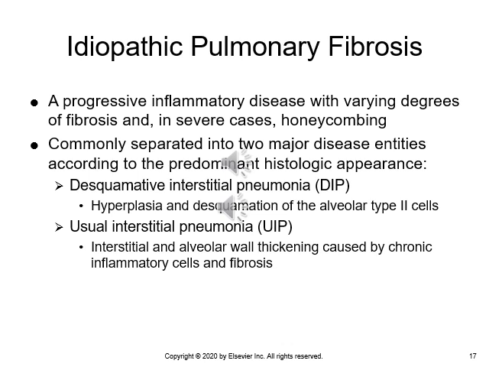In usual interstitial pneumonia, the most prominent features are interstitial and alveolar wall thickening caused by chronic inflammatory cells and fibrosing. In severe cases, fibrotic connective tissue replaces the alveolar walls. The alveolar architecture becomes distorted, and eventually honeycombing develops. When honeycombing is present, the inflammatory infiltrate is significantly reduced.